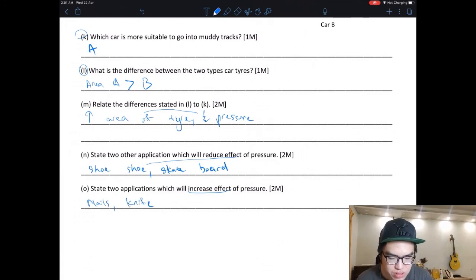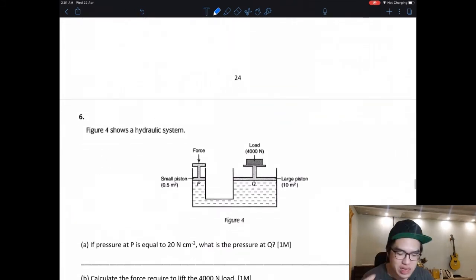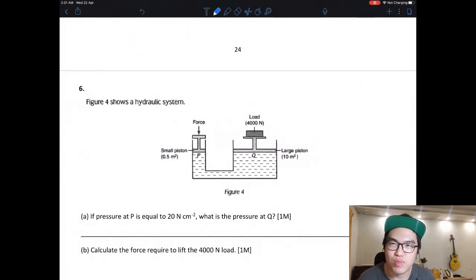Okay, so I will stop here. Next part will be hydraulic already. I'm not going to talk about this this week. We will talk about this next week. I hope this makes sense, especially the pressure part. That part is super, super important for you to understand next week. And of course, the pressure question is very common in exams.